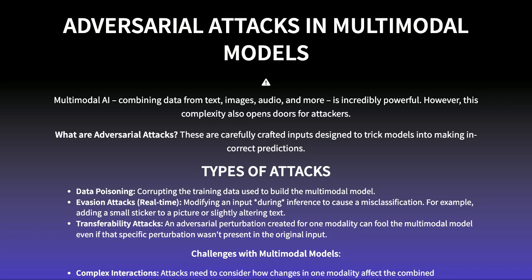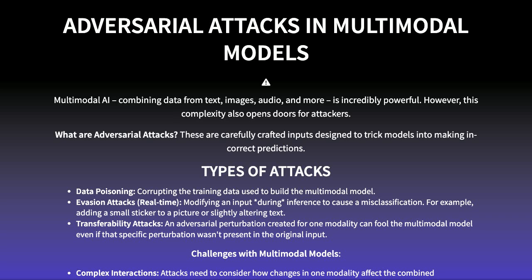Okay, let's talk about a really interesting and potentially concerning aspect of multimodal AI: adversarial attacks. Basically, these are cleverly designed inputs that try to fool our models into making mistakes. Think of it like an attacker trying to trick a security system. We can categorize these attacks: data poisoning, where the training data itself is corrupted; evasion attacks, which happen during use, like adding a tiny sticker to a picture to cause misclassification; and transferability attacks. A single attack on one modality might work against the whole model even if that specific change wasn't there initially.